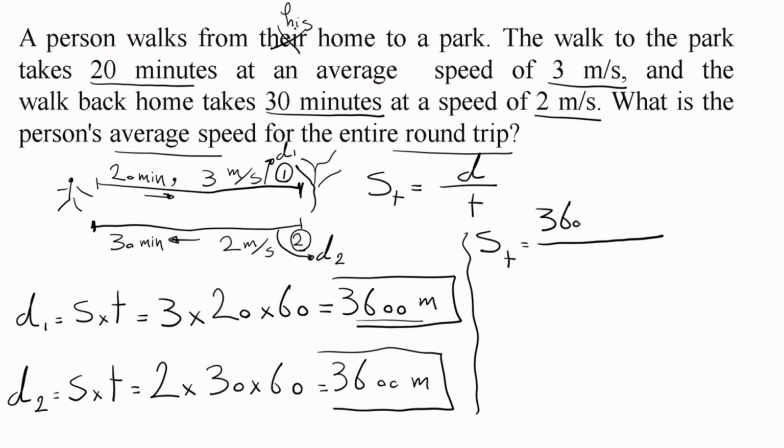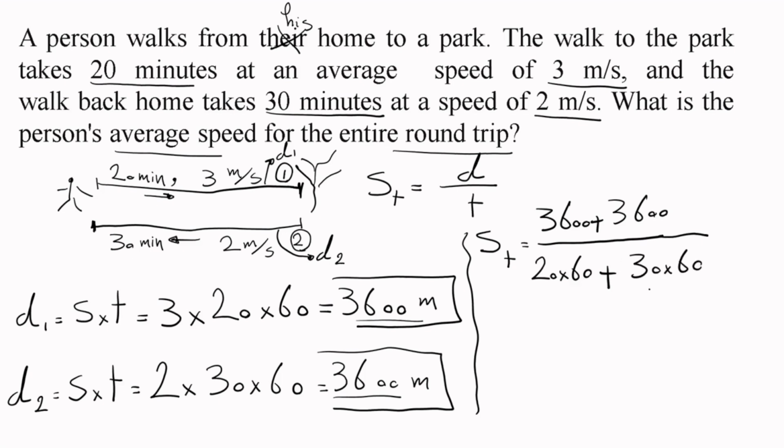So 3600 plus, again, I calculated for the second part, 3600. They are meters, and I must replace times based on second because one of the units for average speed is meter per second. Meter per minute is not common. So this is 20 minutes. I'm going to write 20 times 60. This is 30 minutes. I'm going to write it 30 times 60.